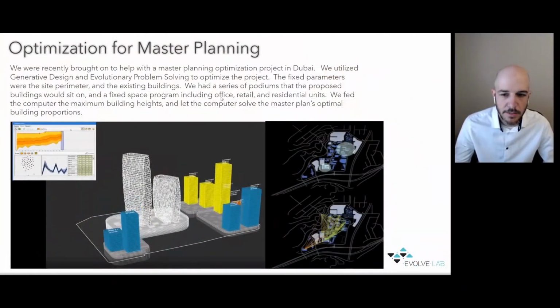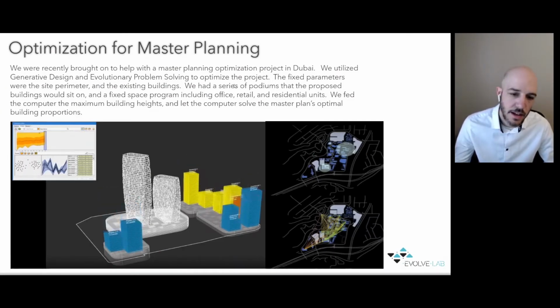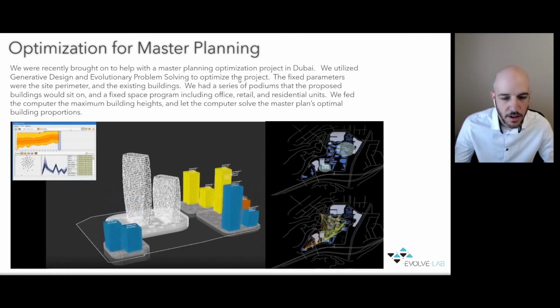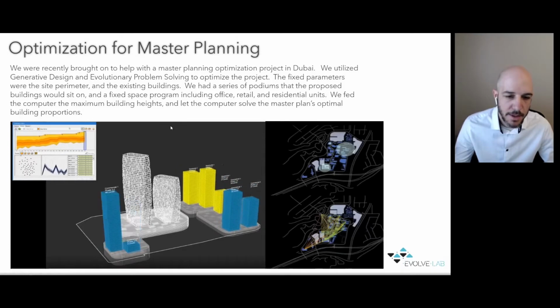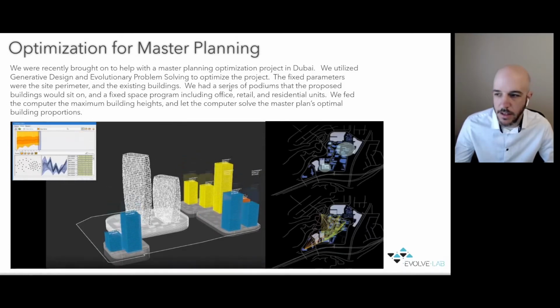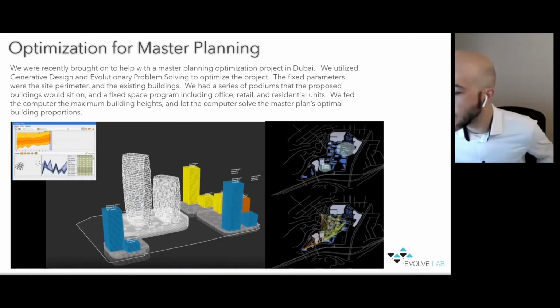It was a master planning example. And using the single objective optimization, we were trying to optimize various buildings, retail, office, and storage on podiums, and being able to optimize them based on their programmatic requirements.